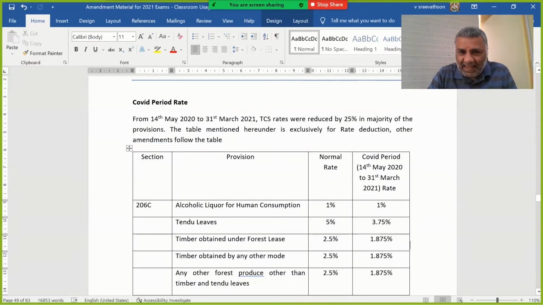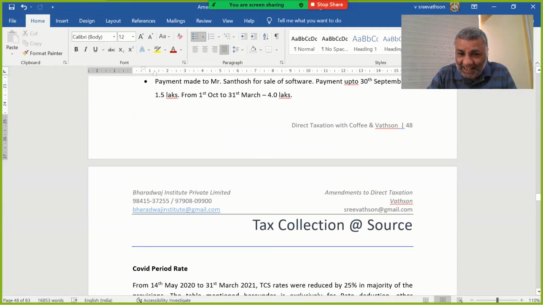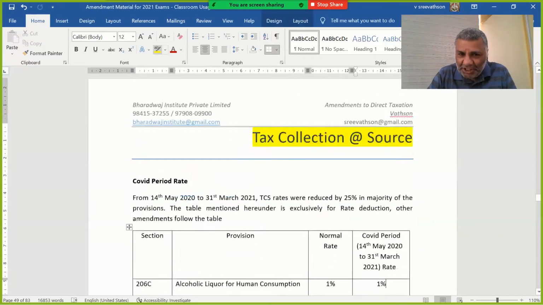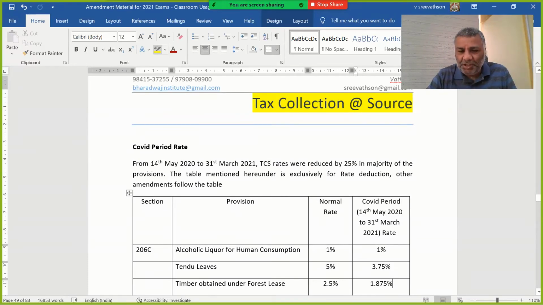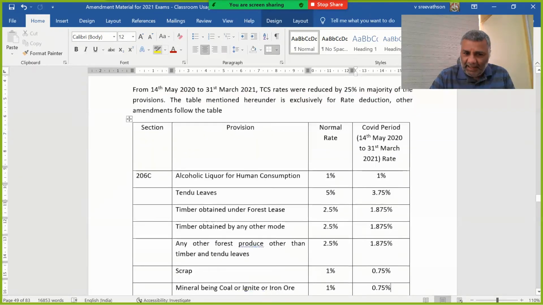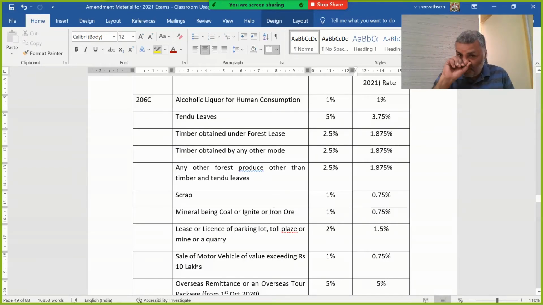The next arena, again a questionable arena because of the two newly introduced sections, is tax collection at source. Here again, the COVID rates are applicable, except for liquor. Liquor alone remains the same. In all other places COVID rates are applicable.